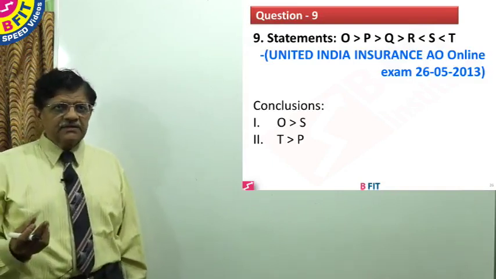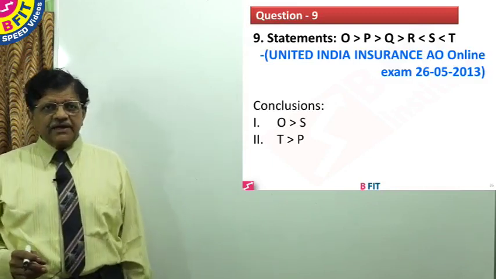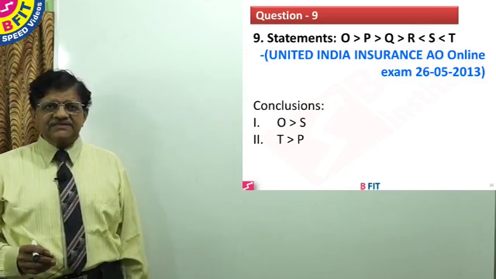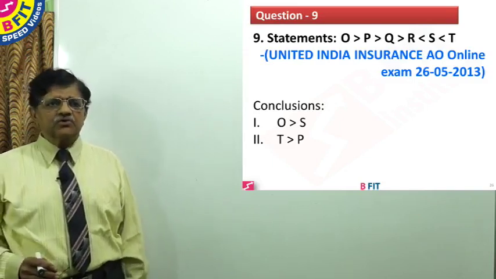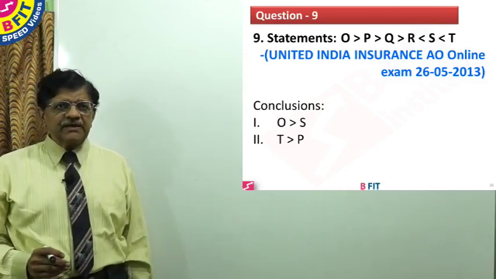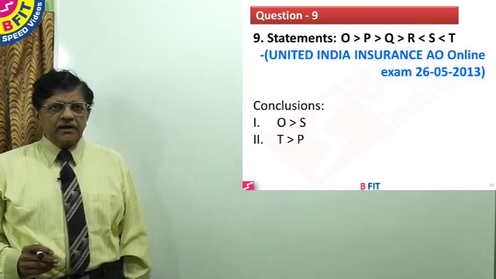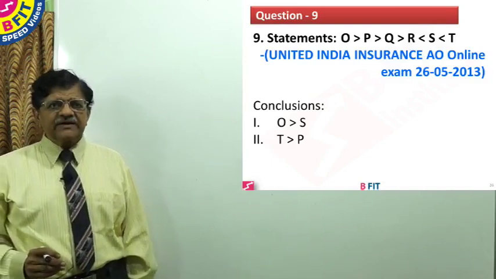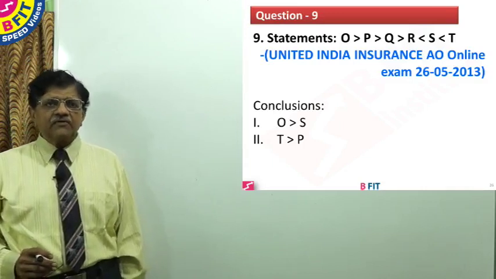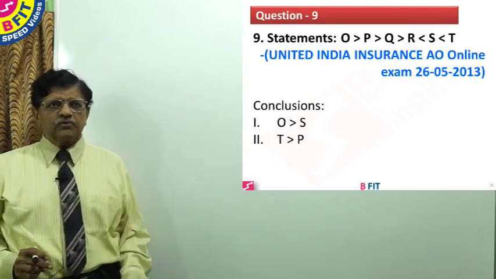Now you look at the statement. Statement says O is greater than P, P is greater than Q, Q is greater than R is less than S, and then S is less than T. Now we have to verify the conclusions. O is greater than S. Now look at the statement. Go to O and S. You can visually see for yourself. Between O and S, there is conflict of statement. Q is greater than R is less than S. Therefore, conflicting symbols are there between O and S. Therefore, conclusion 1 does not follow.